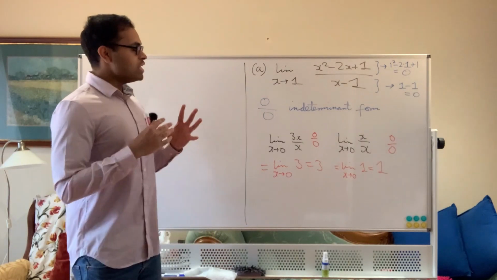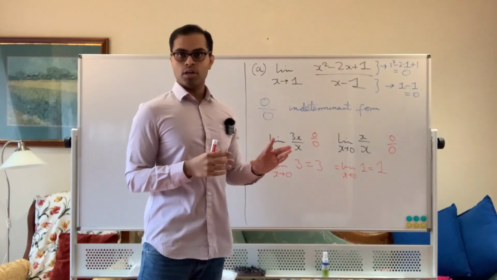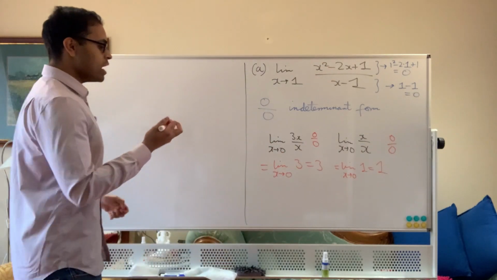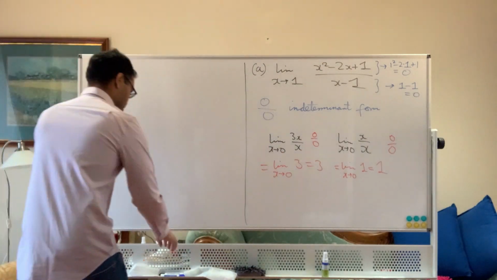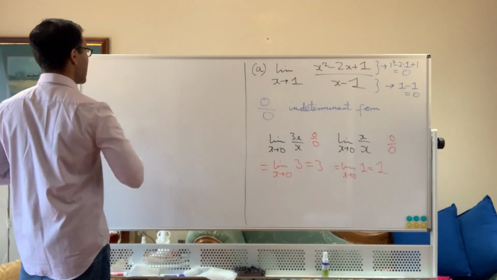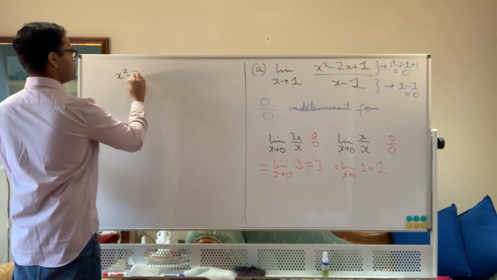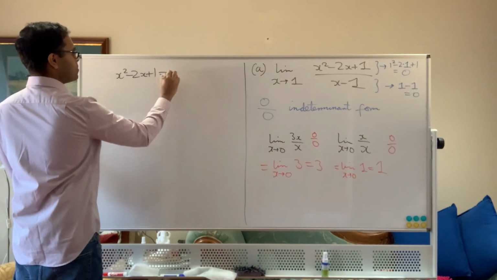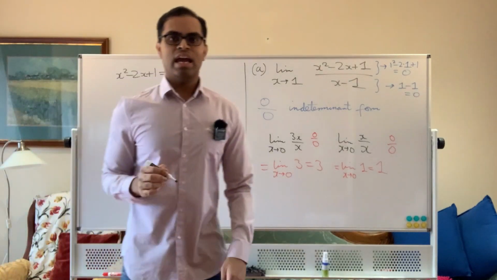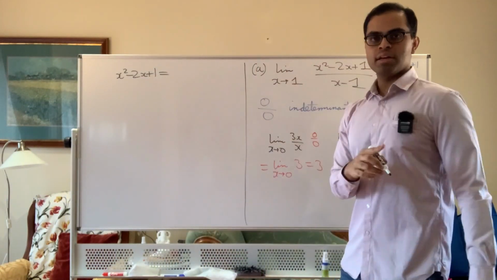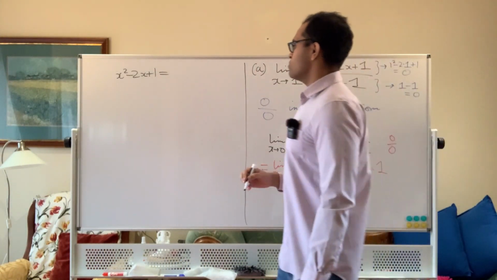So we need to understand what is the culprit on the top and the bottom that is creating the 0 over 0, and that comes down to factoring the quadratic. So let's factor the quadratic, x squared minus 2x plus 1. In this case, a funny thing is going to happen.